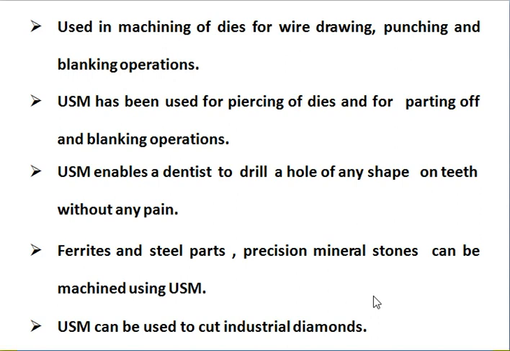Next, ferrite and steel parts. Precision mineral stones can be machined by using USM too. Ultrasonic machining can be used to cut industrial diamonds. So the diamond shape that you are getting today can be cut by using ultrasonic machining.